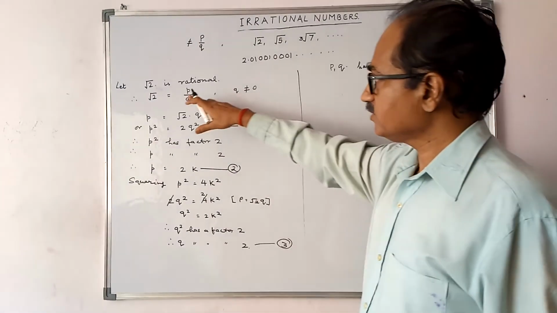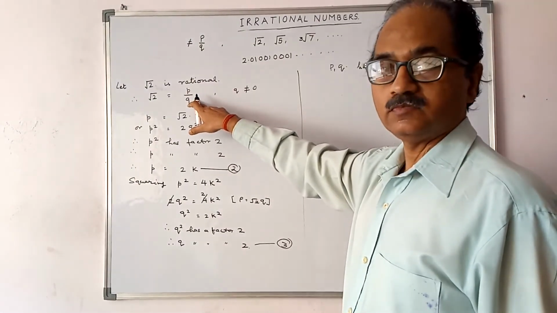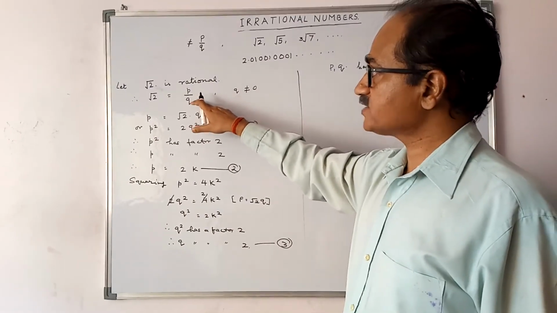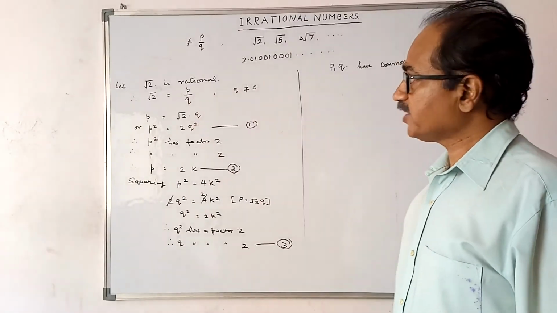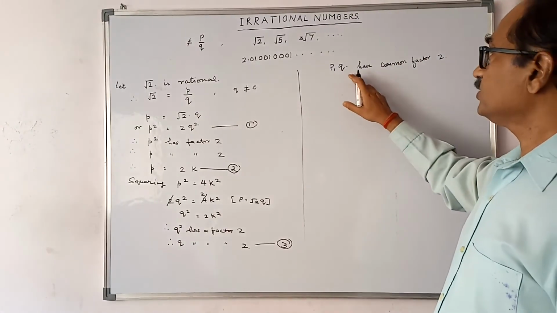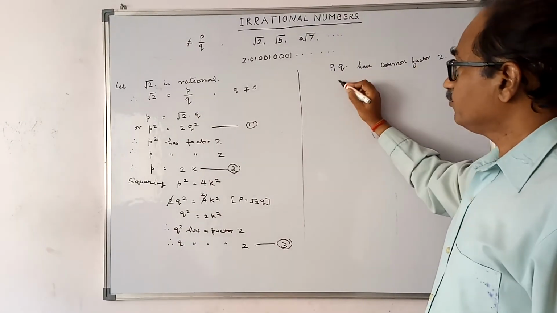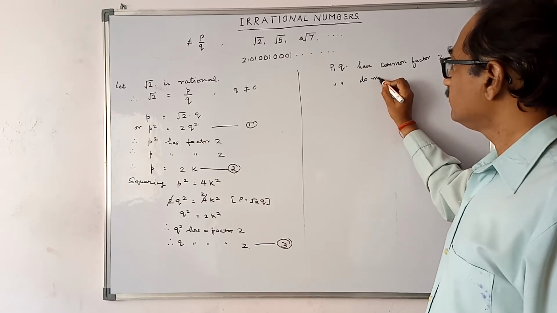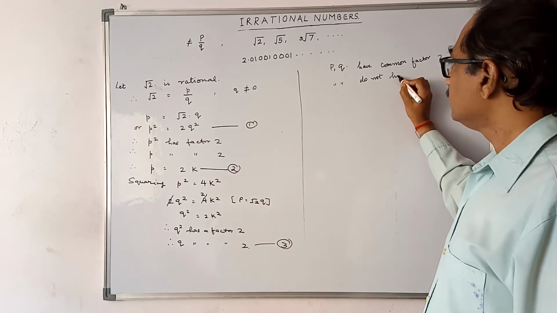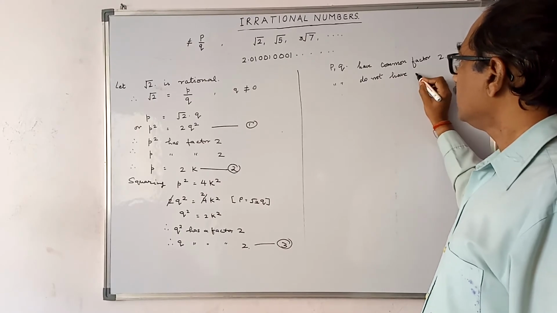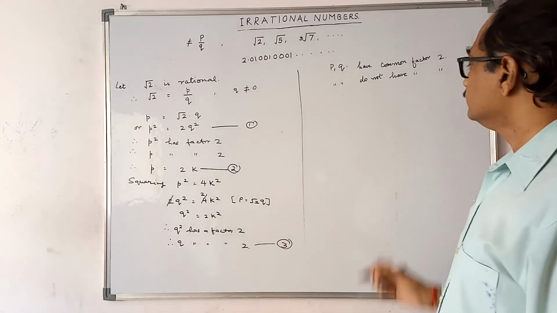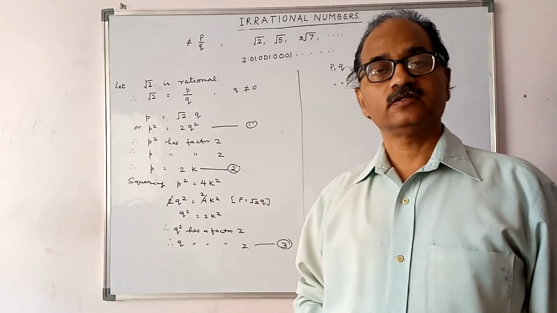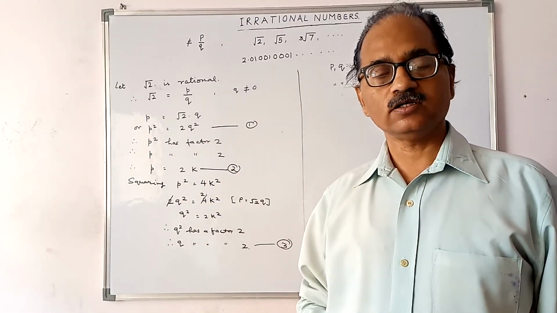But here you see that it was p upon q. So there is nothing, whatever was common was already cancelled here. So this means that p and q do not have a common factor 2. Therefore, we arrive at a contradiction. Hence, our assumption is wrong.